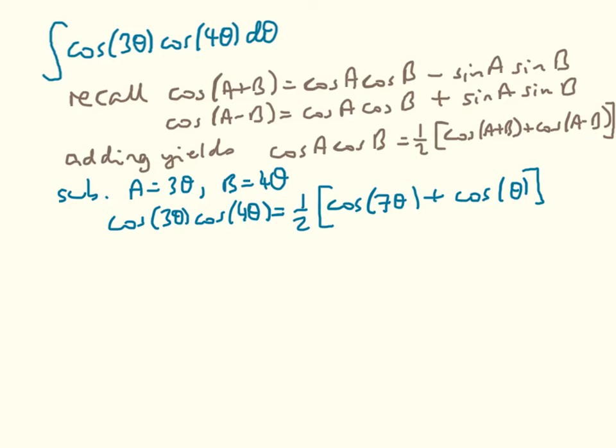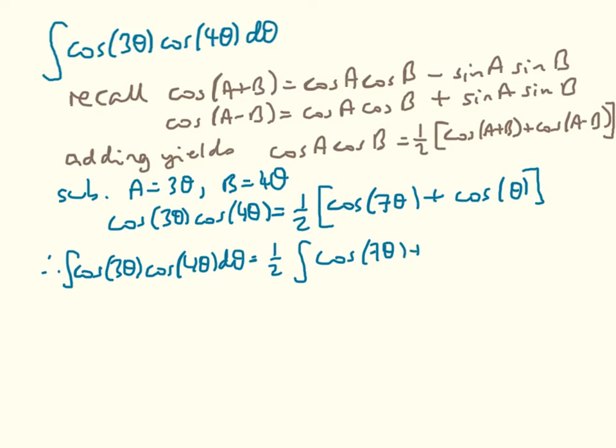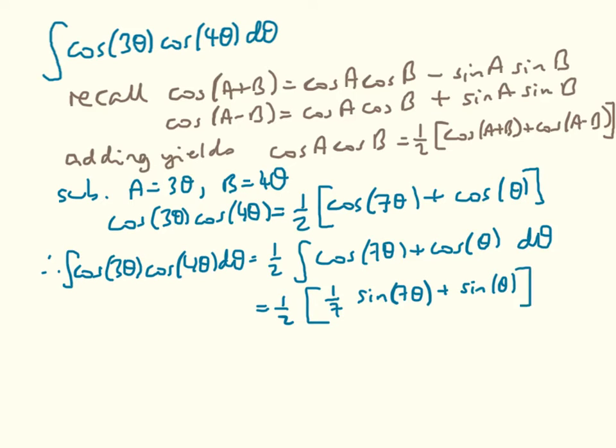So putting this into the initial integral tells us that the integral of the cosine of 3 theta times the cosine of 4 theta integrated with respect to theta is 1/2, we'll pull it outside the integral, cosine of 7 theta plus the cosine of theta integrated with respect to theta, and that is 1/2 open brackets, and then we're going to put here sine of 7 theta, and if we differentiate that we'll get 7 cos 7 theta, so we put a 7th in front, and then here we have just plus sine of theta, because if you differentiate that you get the cosine of theta, close brackets, plus an unknown integration constant. So this is our result for the integral.